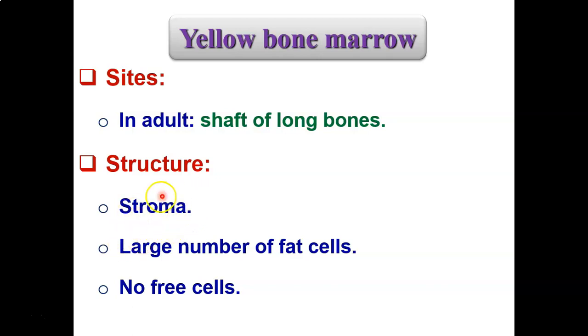Yellow bone marrow is a stroma containing a large number of fat cells, and note that there are no free cells in yellow bone marrow.